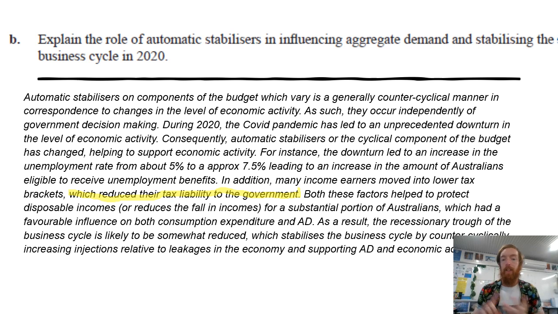Both these factors help to protect disposable incomes or reduce the fall in incomes, an important point as well, for a substantial portion of Australians, which had a favourable influence on both the consumption expenditure and aggregate demand. As a result, the recessionary trough of the business cycle is likely to be somewhat reduced, which stabilises the business cycle by countercyclically increasing injections relative to leakages in the economy, supporting aggregate demand and economic activity. So very, very important there.